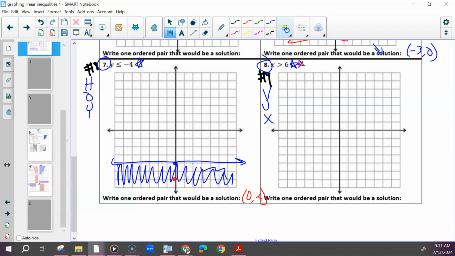Okay. For number 8, because this is an x inequality, it's going to be a vertical line. So on your x-axis, find 6, put a point there. Would this be dashed or solid? Dashed. Draw a vertical dashed line. Make sure you have your arrows at the end. And then with your x, it's kind of like your number line, you have to think about which numbers would be greater than 6. Numbers to the right or numbers to the left? Right. So we would shade to the right.